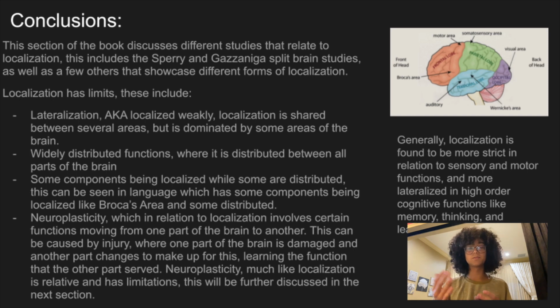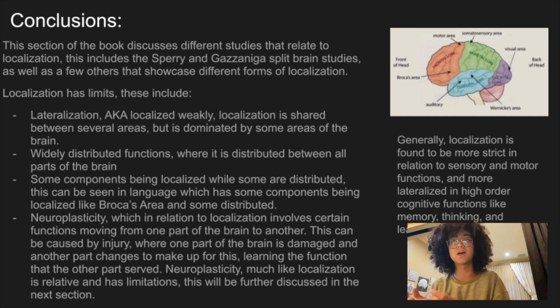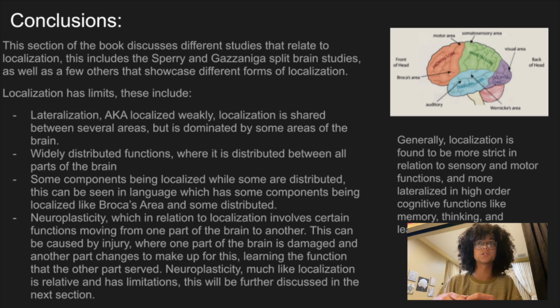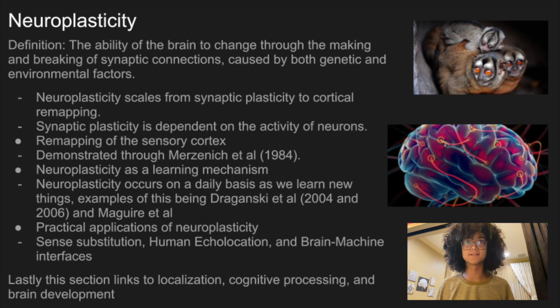A last point from this section is that generally localization is found to be more strict with relation to functions that are sensory or motor based, and more lateralized or distributed in higher cognitive functions like memory, thinking, or learning. So the next set of pages are going to talk about neuroplasticity.